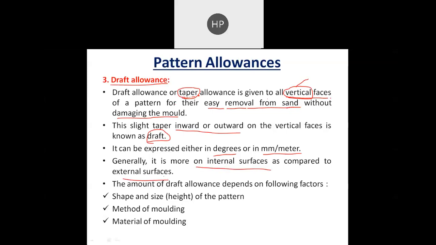When we have an internal surface, we give more draft, because that internal surface is difficult to remove. So on the internal surface we give more taper than on the external face, and the amount of draft depends upon the following factors. First, shape and size of the pattern. Second, method of molding, and material of molding. These are the same things we have discussed earlier: the shape and size of the pattern, the molding method we are using, and the material to be molded.